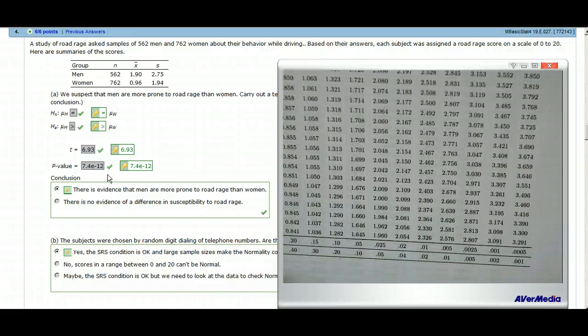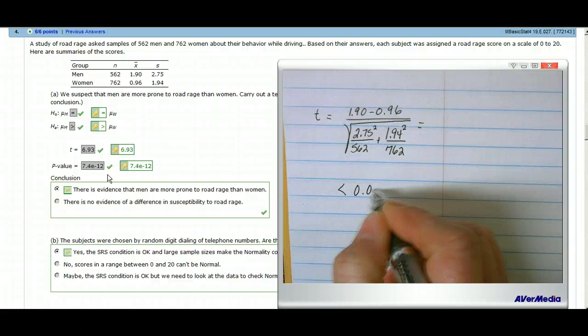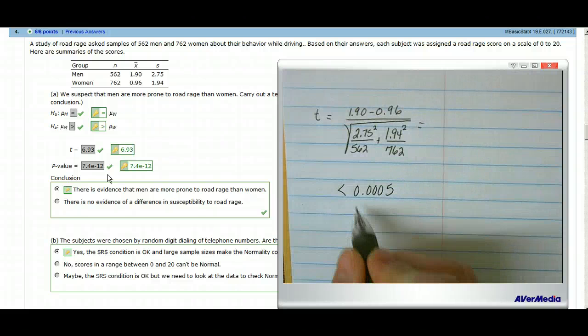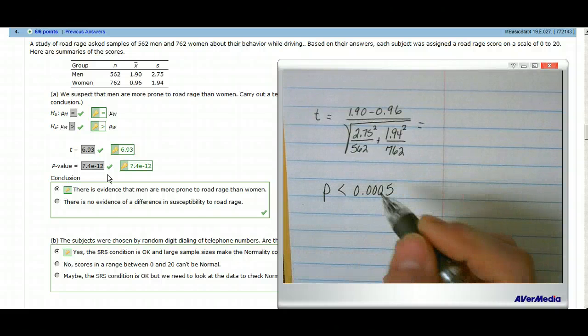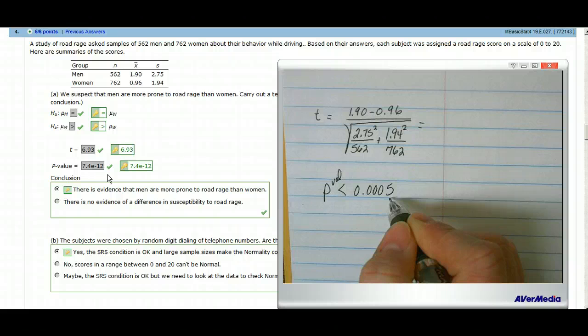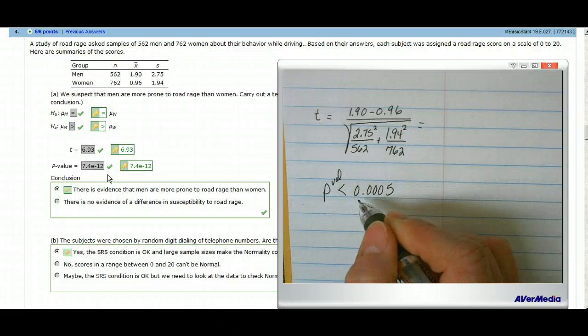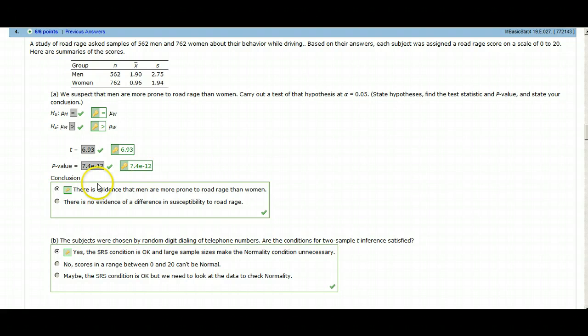Now, when you enter this in the answer blank, I would just put it in like this. Go ahead and just use your less than. When it grades it, it'll probably tell you that that can't be understood or whatever. When I grade the test, I will understand exactly what you mean. You could even type in p, or p-val is less than 0.0005. That's a very small p, and remember small p's mean we reject. Since our p is smaller than the alpha of 0.05, that means there is evidence that men are more prone to road rage than women.